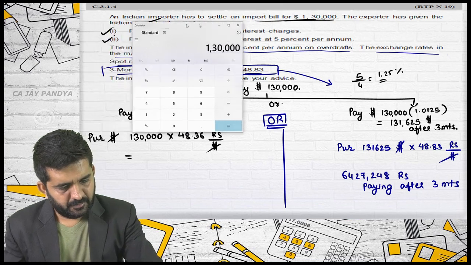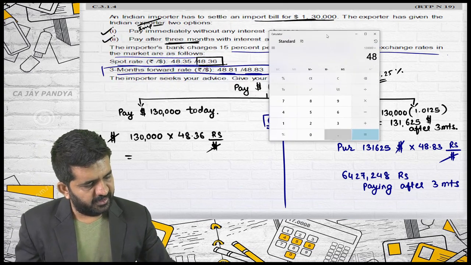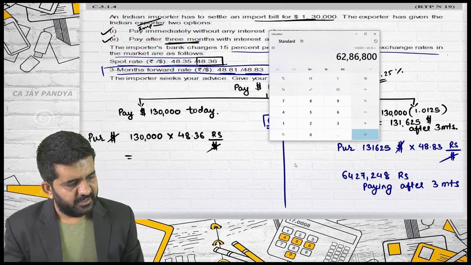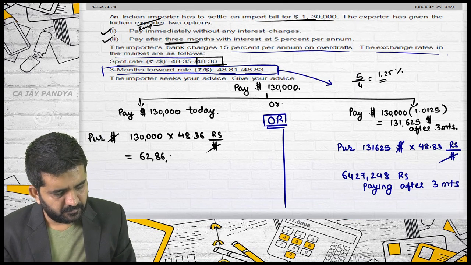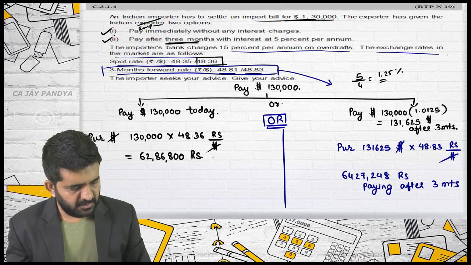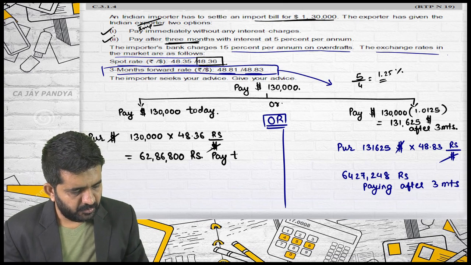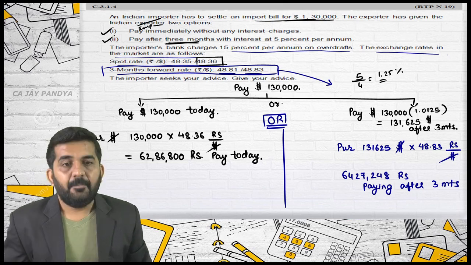1,30,000 into 48.36 is 62,86,800. What is remaining is rupees, to pay today. Meg, you are on the line.